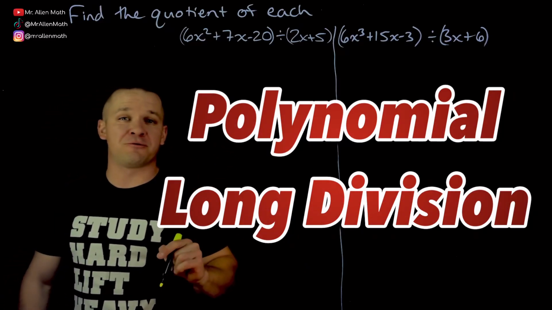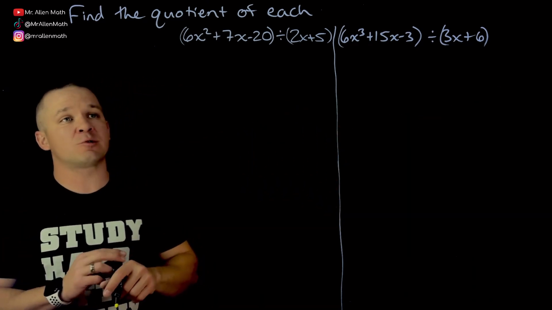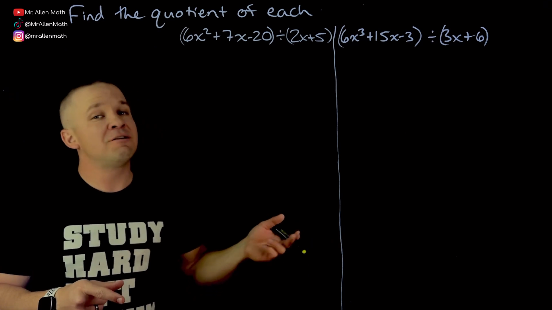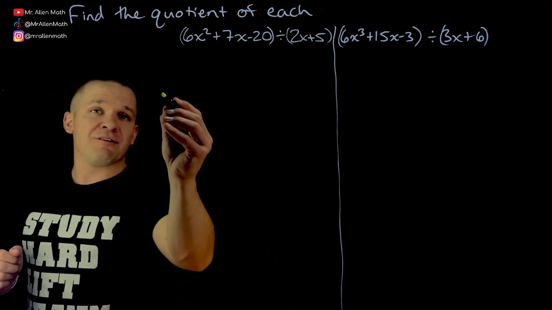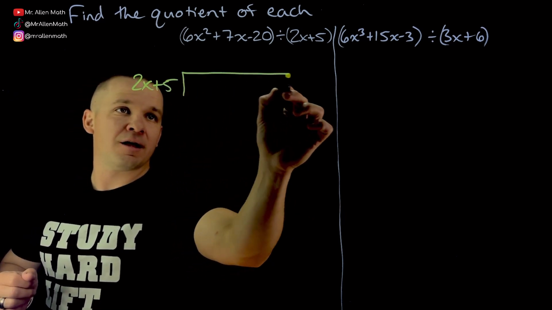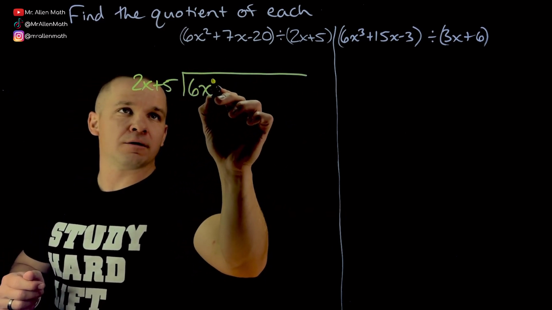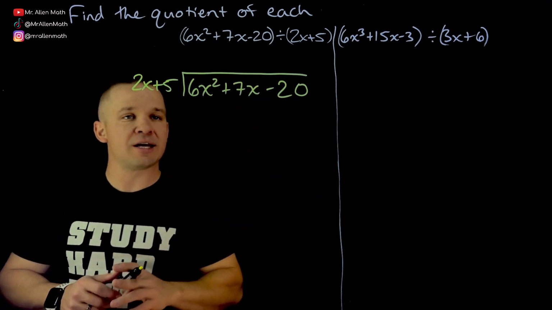We've got a couple examples for you. We've got to find the quotient of each. For the first one, I have 6x squared plus 7x minus 20 divided by 2x plus 5. So here's how we set this thing up. I've got 2x plus 5 on the outside, and then 6x squared plus 7x minus 20 on the inside.